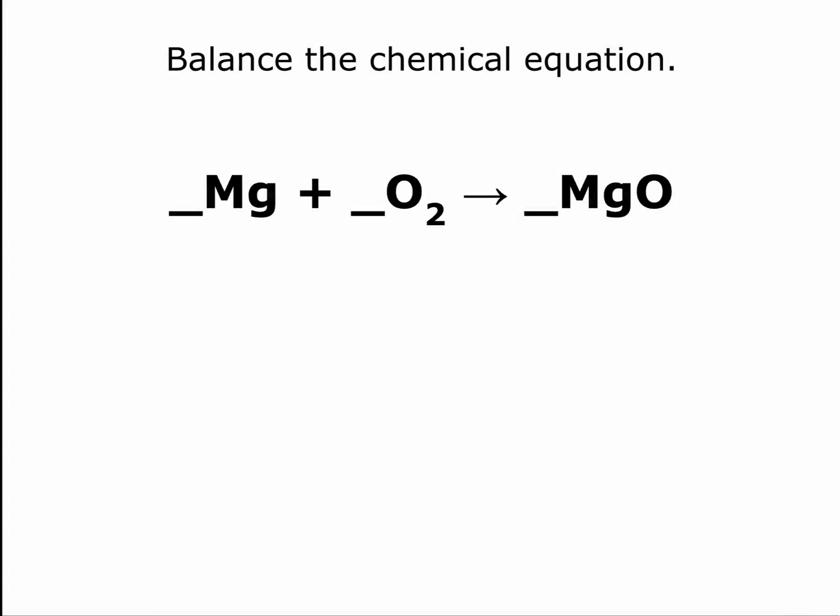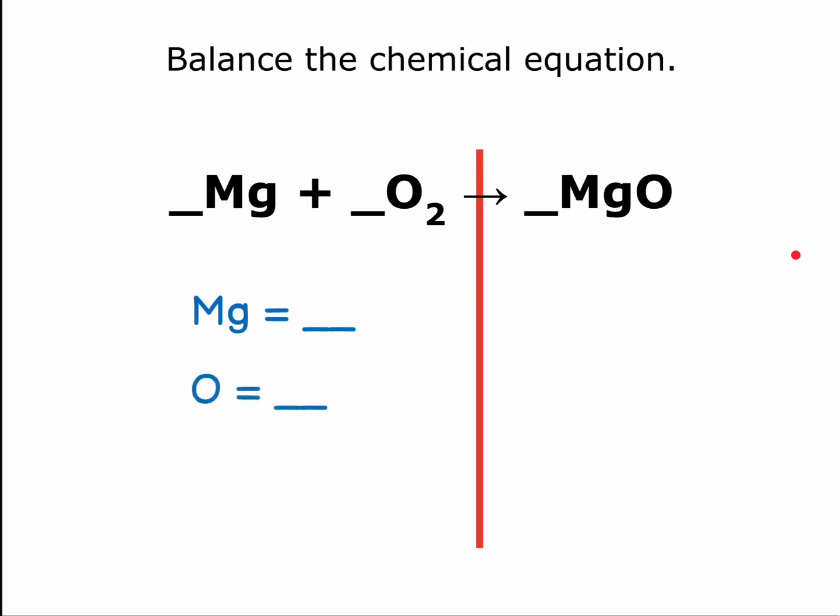So here we have some magnesium reacting with oxygen to produce magnesium oxide. First, we're going to split the equation in half. Then we're going to list the atoms that we have in the products and in the reactants. So we have magnesium and oxygen in the reactants. Same thing in the products, magnesium and oxygen. Now we're going to count up the number of magnesium and oxygen in the reactants. So we have 1 magnesium in the reactants and 2 oxygen in the reactants. Repeat that for the products, which would be 1 and 1.